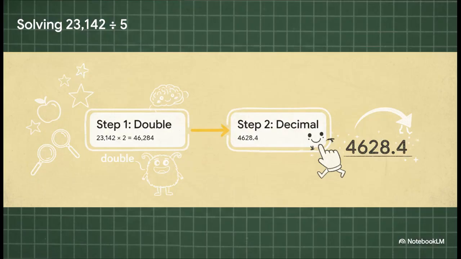Okay, step 1, let's double it. 23,142 times 2 gives us 46,284. Easy enough. Now for step 2, just find that invisible decimal point at the end and slide it over 1 spot to the left. And just like that, we have our answer, 4,628.4. And notice, we didn't do a single bit of division.